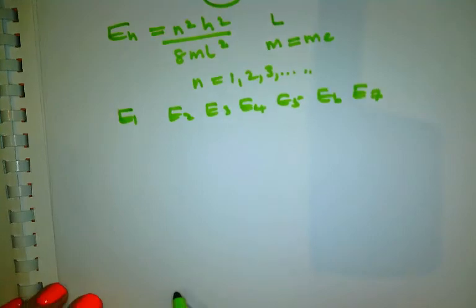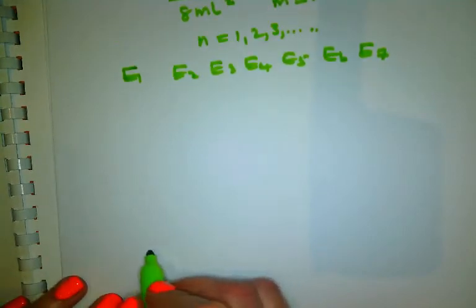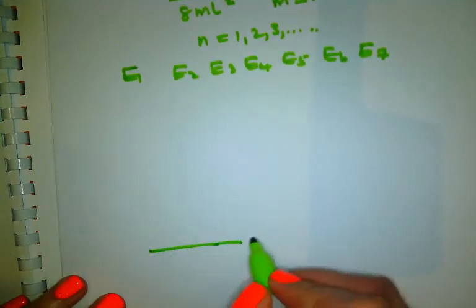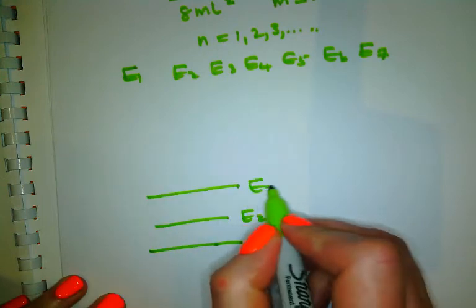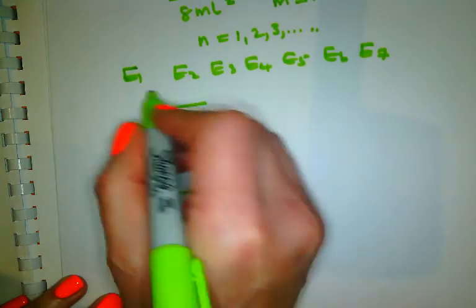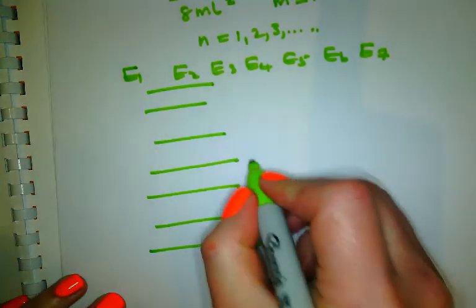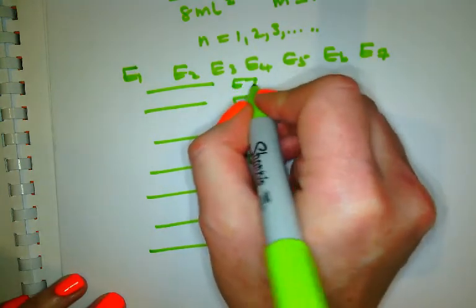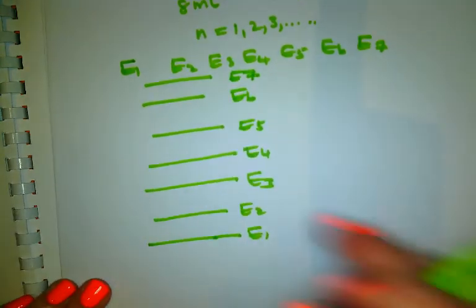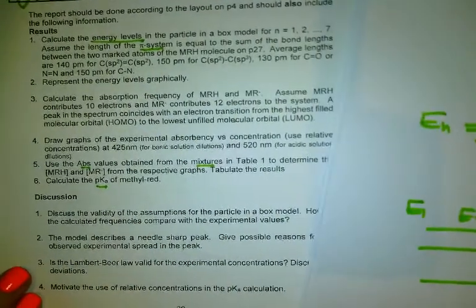So I'm just going to make a rough drawing. Obviously this is not to scale. So you will have E1, E2, E3, 4, 5, 6, 7, and I'm running out of space. Okay, so obviously the spacing is not correct, but you can check that, or you can correct that.